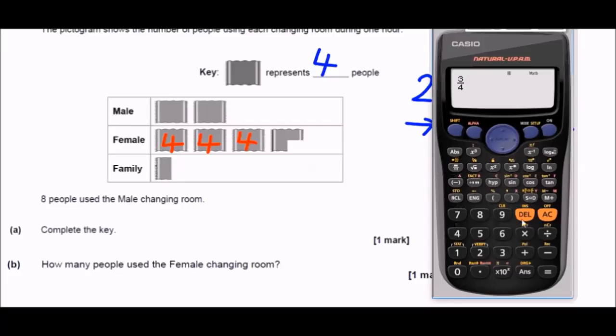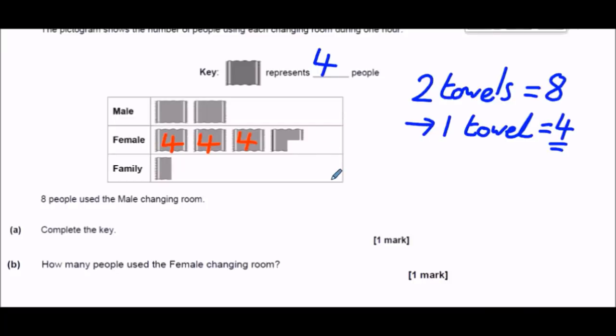3/4 of and multiply go together. So 3/4 of 4 is 3. And so this fraction of a towel represents 3 people. So in total, we've got 4 plus 4 plus 4 plus 3.